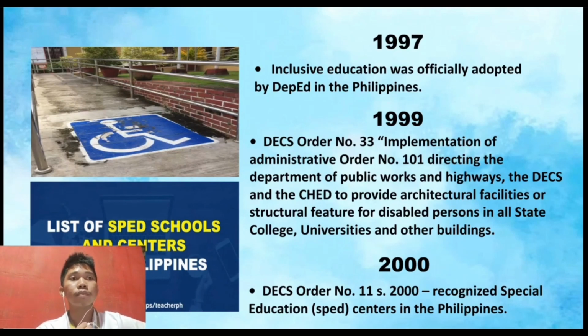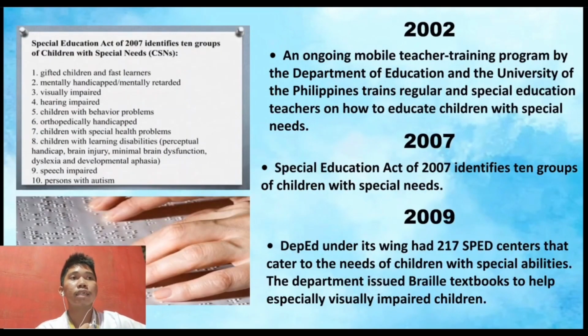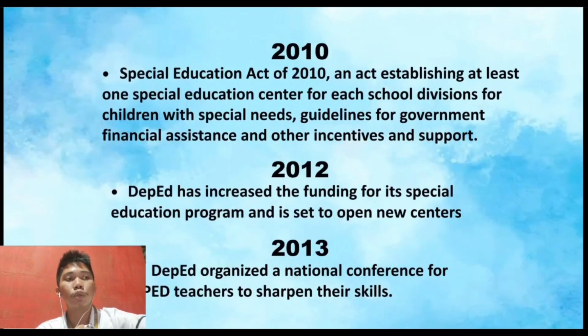In 2000, special centers in the Philippines were recognized. And in 2007, 10 groups of children with special needs were identified. In 2009, the DepEd issued Braille textbooks to help especially the visually impaired children. You can see in the image below. And in 2013, DepEd organized a national conference for SPED teachers to sharpen their skills.